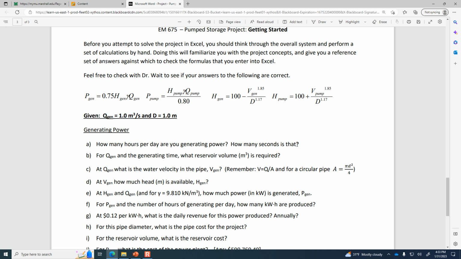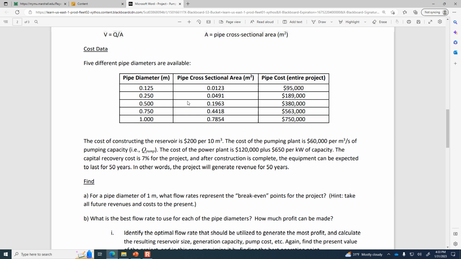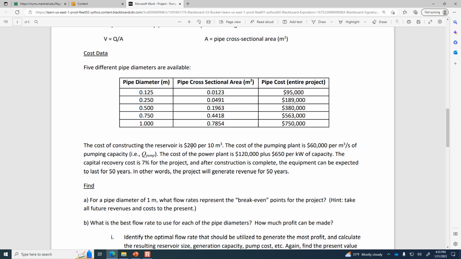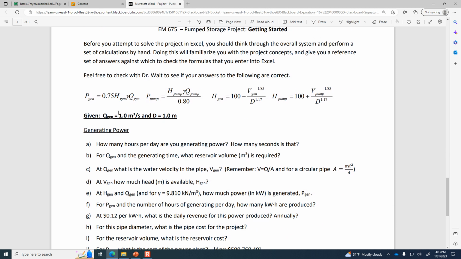So you know how many seconds it is, because it's how many seconds there are in 10 hours, basically. And then for 1 cubic meter per second, what's the volume that's needed? Okay, so we've defined the volume, therefore you could calculate the cost of the reservoir, because it says here the reservoir is $200 per 10 cubic meters. So you've already figured out for a certain flow rate the reservoir cost that's needed.